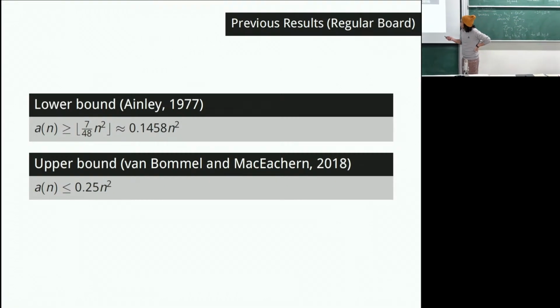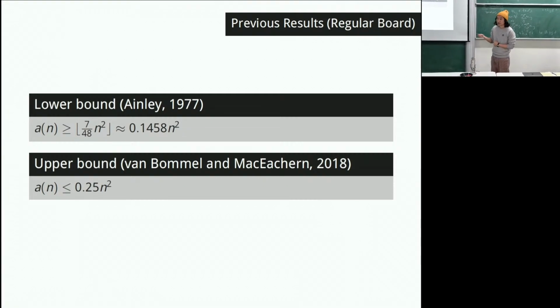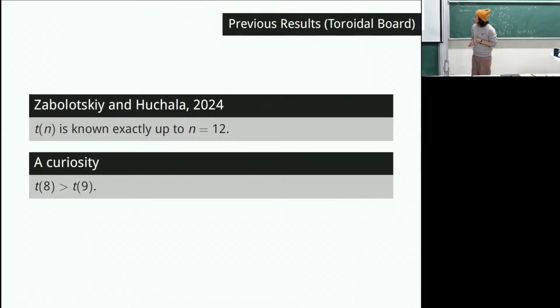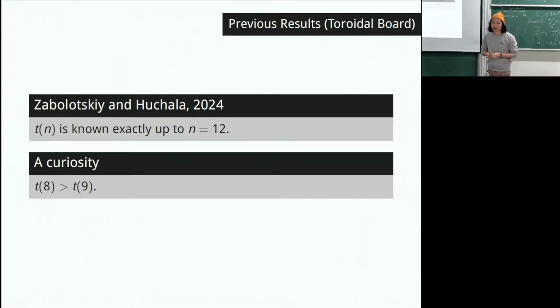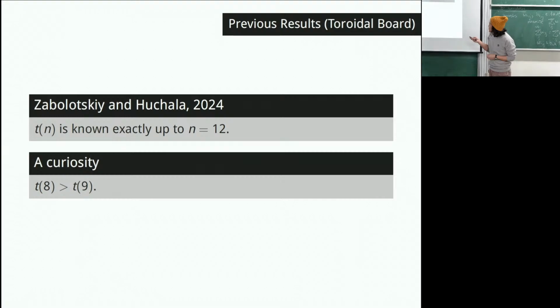That 7/48 is about 0.1458, and the best upper bound we knew was just a quarter n squared. So there's a pretty big gap between this lower bound construction and the upper bound. And for the torus, not much is really known. The exact values have been computed up to n equals 12, but okay, Sebastian looks confused.